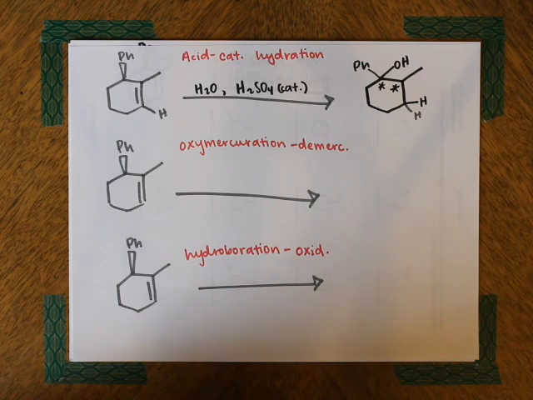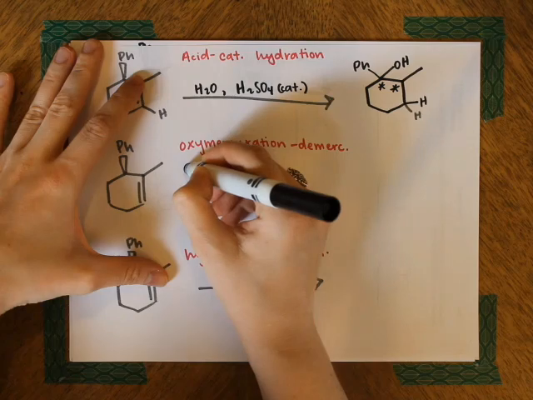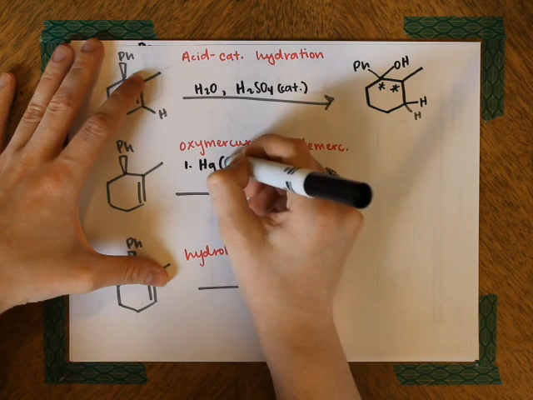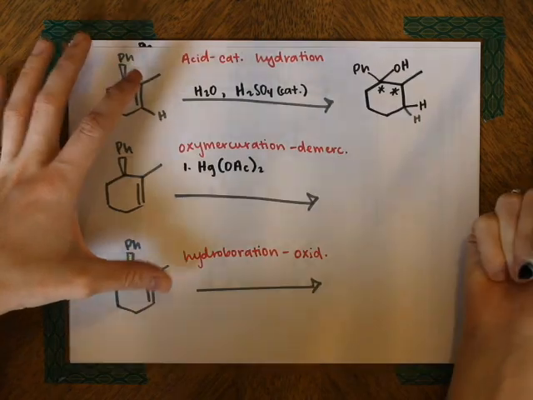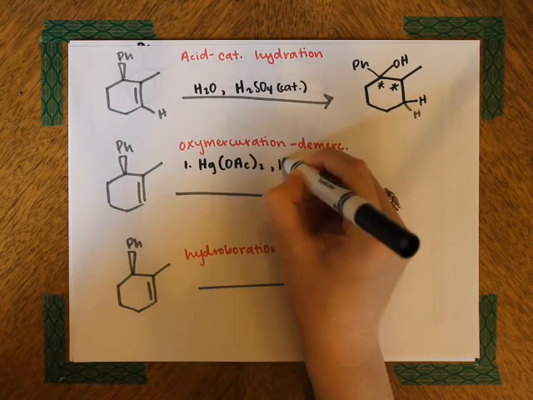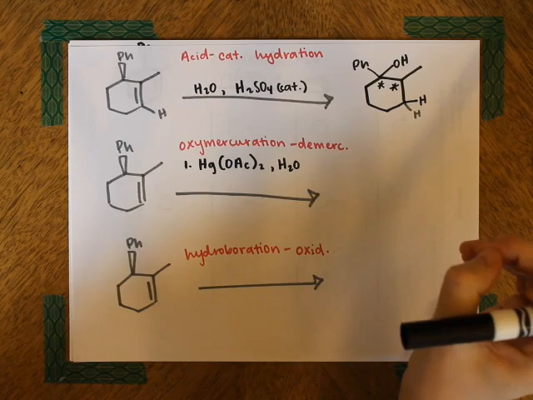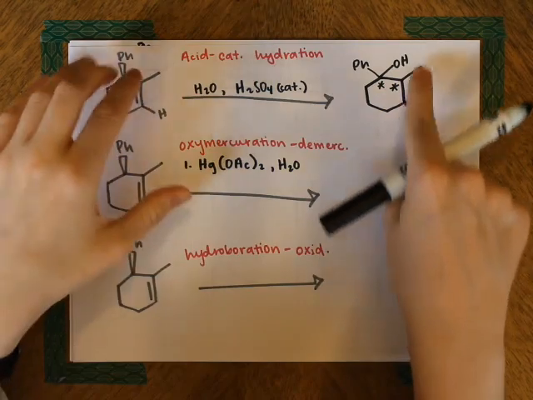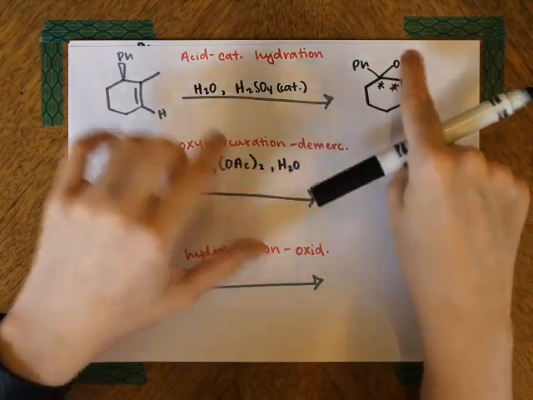Now what about oxymercuration-demercuration? In this reaction, first off, we add Hg(OAc)2. Now I'll show you what that looks like when we do the mechanism. And we also add it with water. One cool thing about this reaction is it doesn't necessarily have to be water. You could add an alcohol instead of water, and that would give you an OR group instead of an OH. But if you add water, it's H2O, which adds the OH.